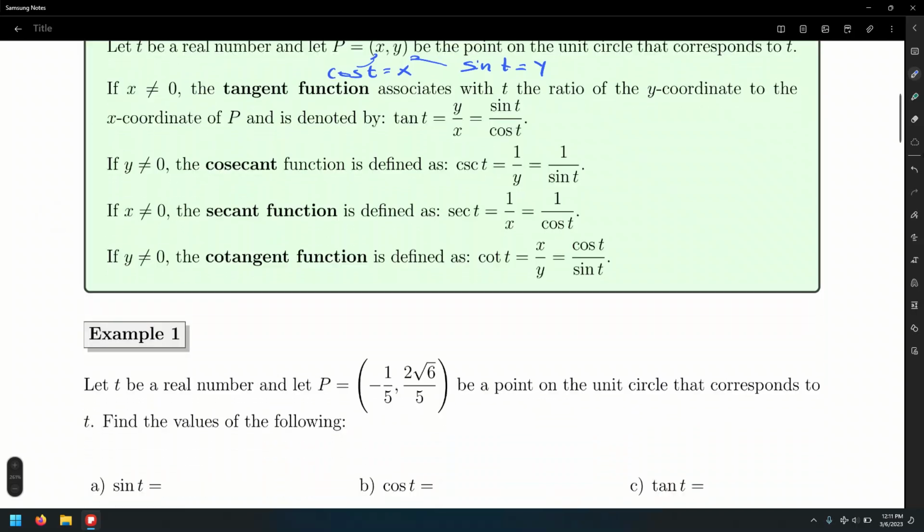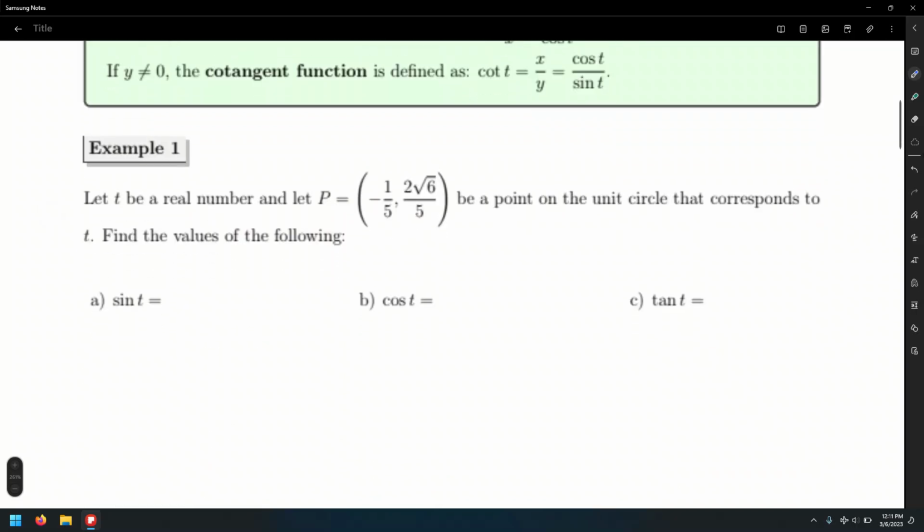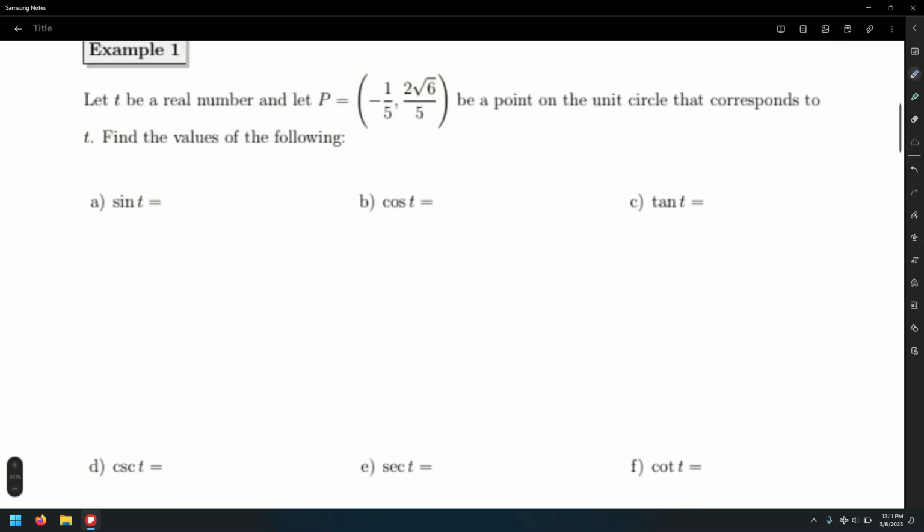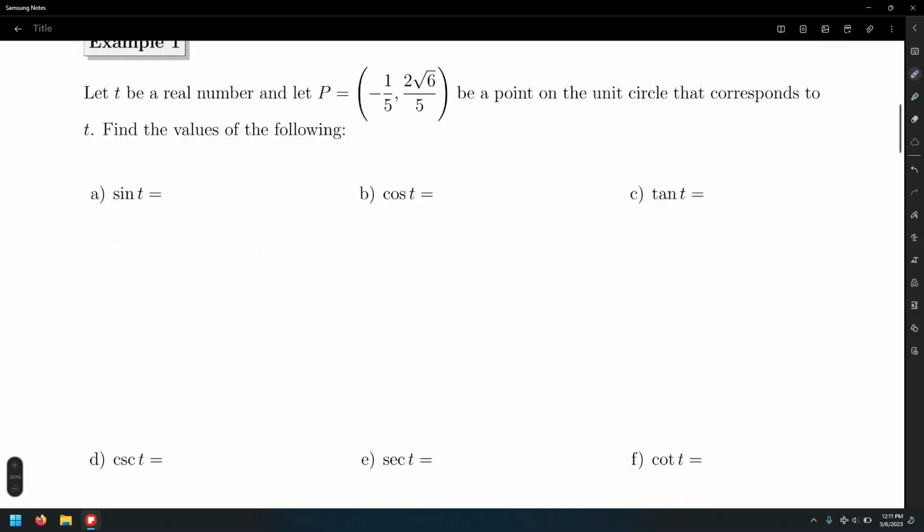And let's do one example to find the sixth trigonometric function. So we're given just any random point. That random point lives on the unit circle. What quadrant is that? Negative and then positive. It's in the second quadrant.